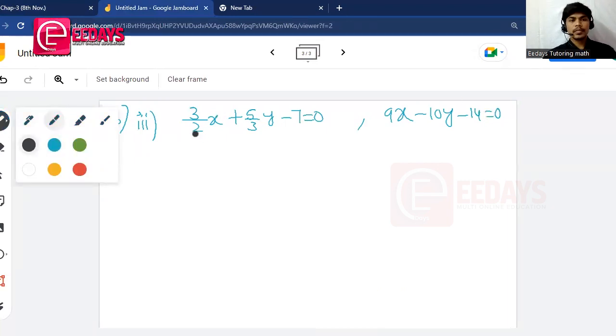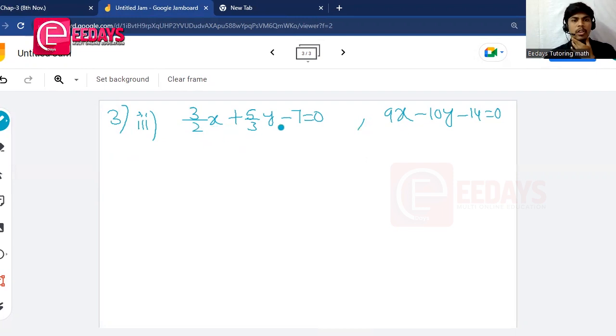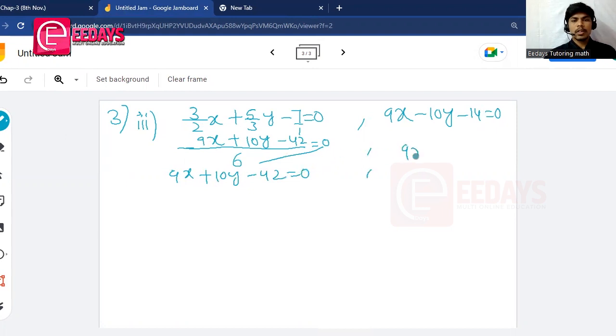Here, did you notice that it is in fractions? So here it is a normal value. Can we convert it into normal form? If you take the LCM, 6 as the LCM, because 2 and 3 are the denominators. Now you'll get 3 3s are 9x plus 10y minus 7 6s are 42 is equal to 0. If you cross multiply 6 to the other side, it becomes 0. Now we'll get the equation 9x plus 10y minus 42 is equal to 0. This equation is already given directly, you can take it directly.